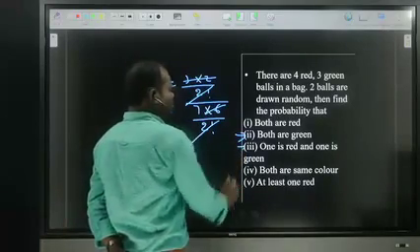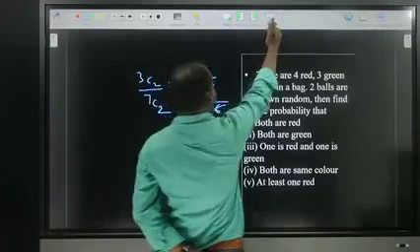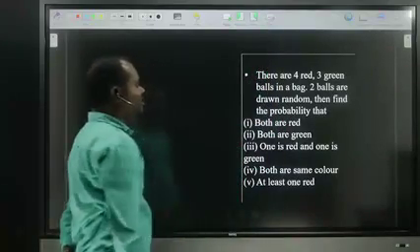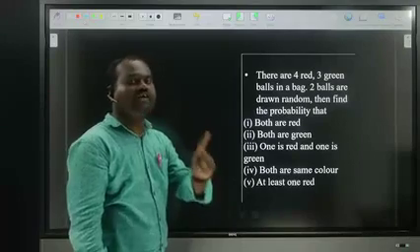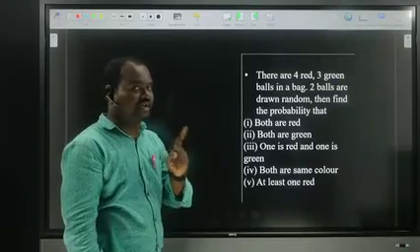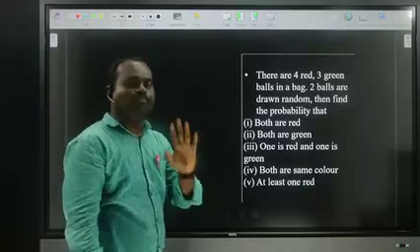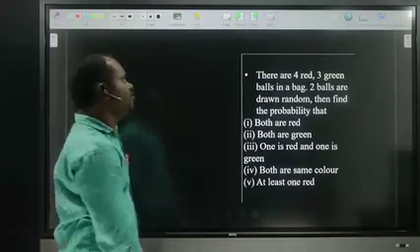Now we are moving to the third question. What is the third one? One is red and one is green. Whenever 'and' is there, we should take it as multiplication. Morning also I told. Whenever 'or', plus. Whenever 'and', into. One is red and one is green. So what can you write?